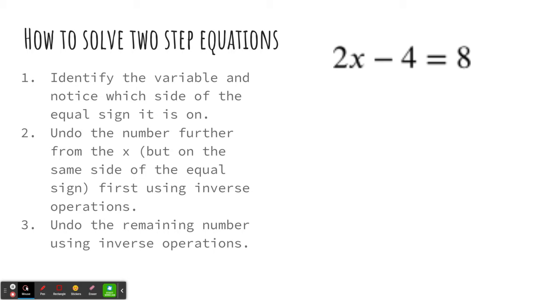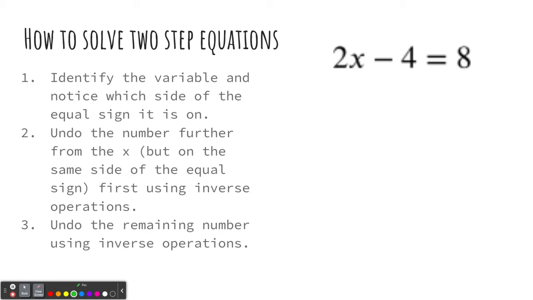When solving two-step equations, you're going to want to follow the 3 steps listed. Step 1, identify the variable and notice which side of the equal sign it is on. Step 2, undo the number further from the x, but on the same side of the equal sign first, using inverse operations. Step 3, undo the remaining number using inverse operations. Going to go through those steps one more time while showing you on the example.